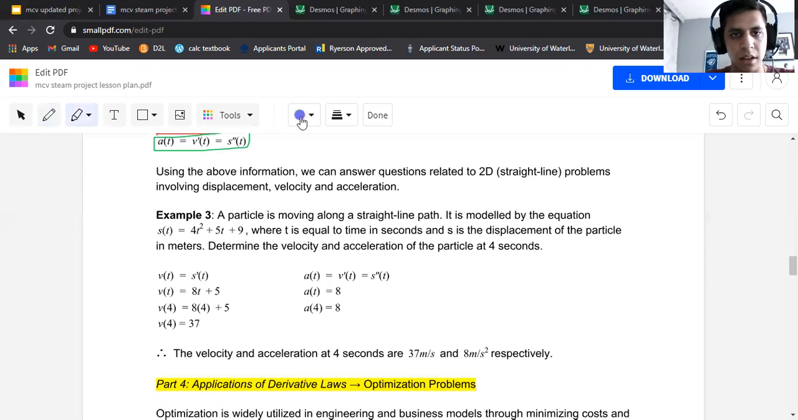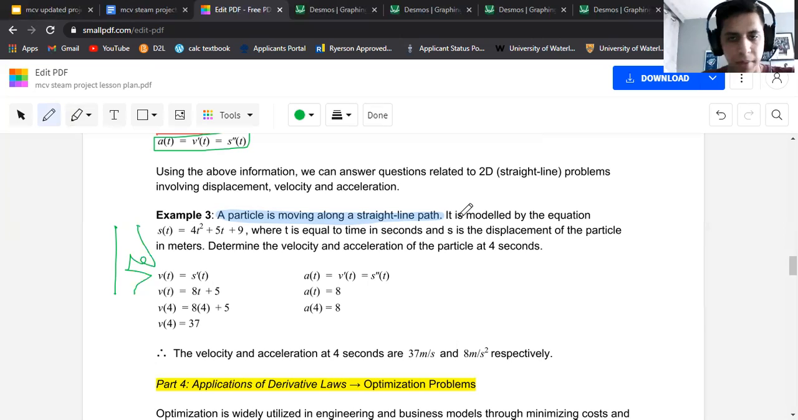Highlighter, freehand. Let's go blue. All right, so example 3. A particle is moving along a straight line path. So it gets a little bit more complicated if you are dealing with non-straight, non-linear paths in terms of acceleration, velocity, and displacement, because instead of going from point A to point B, you might take a stop here, go here, do a little circle, and then finally get to point B, right? So there's a little discrepancy between the two, and that's why we're only dealing with straight line problems for now.